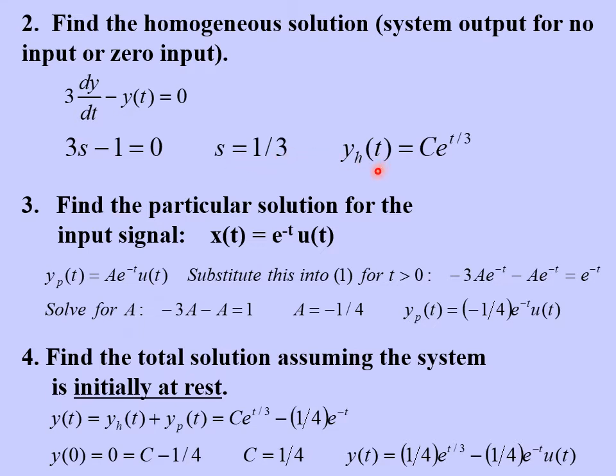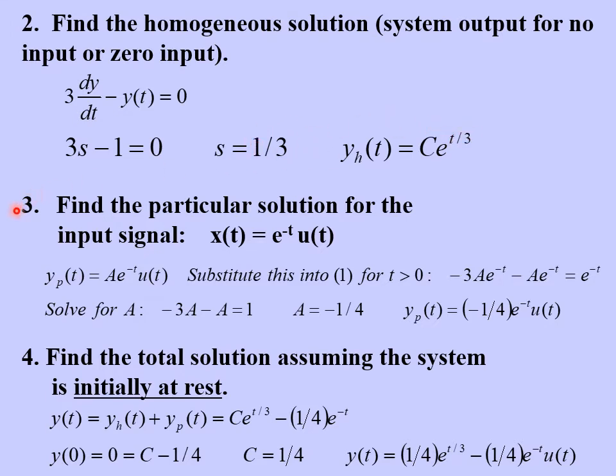So my homogeneous solution, y sub h, is equal to some constant c, which we don't know yet, times e to the t over 3. Remember that we have e to the st up here, where s is 1/3. So that's how I got that.